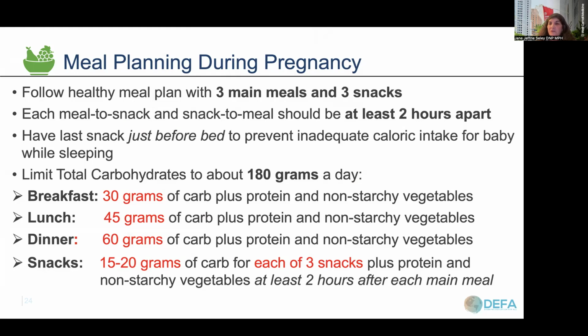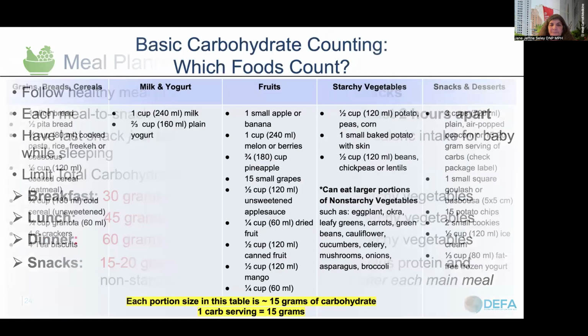So breakfast, 30 grams or 2 carb servings. Lunch, 45 grams or 3 carb servings. And dinner, 60 grams or 4 carb servings. And each snack is only 1 carb serving.